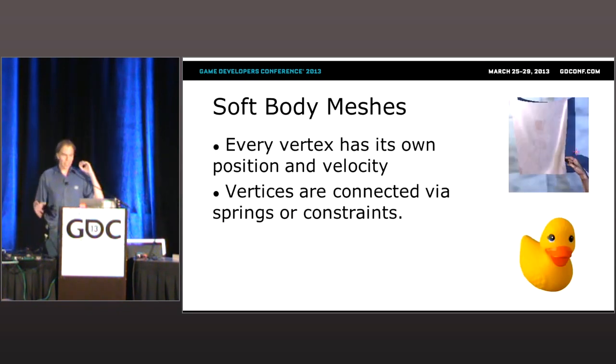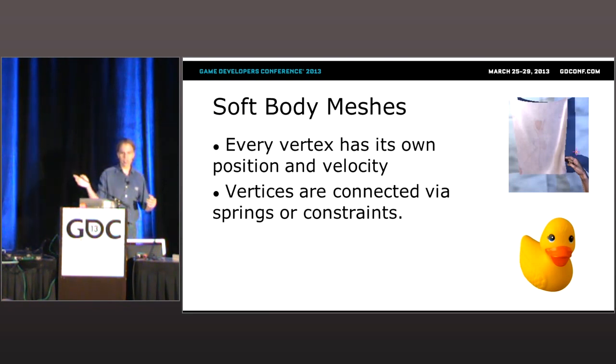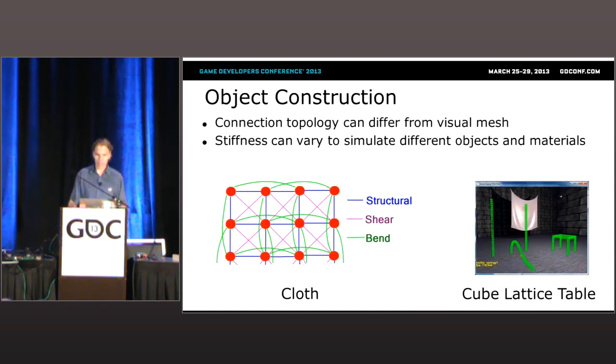Instead of an object with a position and an orientation, don't worry about orientation, every vertex on the object has its own position now. But all these vertices are going to be connected with some sort of constraint or spring. When we build these sorts of things, there will be a visual mesh for our objects, but the way we connect them with these springs or constraints might actually differ from that. Cloth is a classic example, so let's take a look at how we build a cloth mesh for simulation.